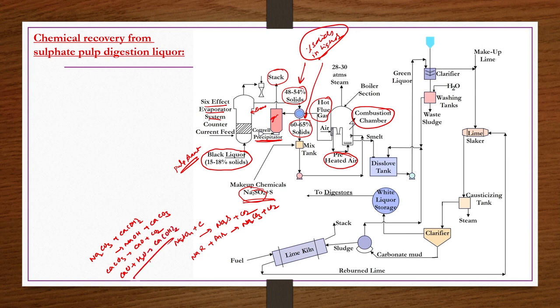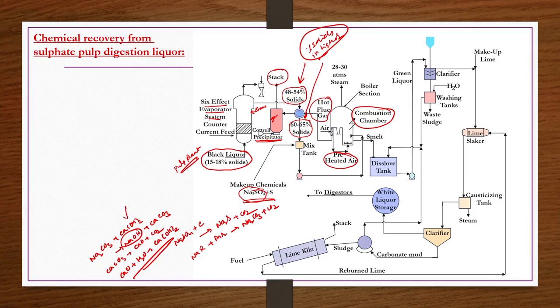The purpose of these reactions, this process, is that the NaOH required for the digestion purpose, we are getting within the process itself. That is the reason that for a ton of pulp production, you may require only 40 to 50 kgs of Na2SO4, because most of the chemicals are being produced here and then reused.